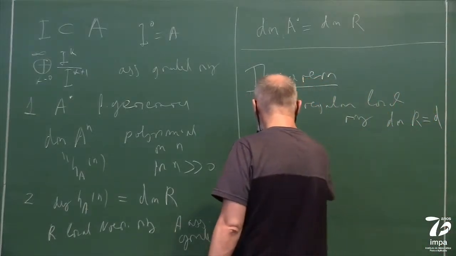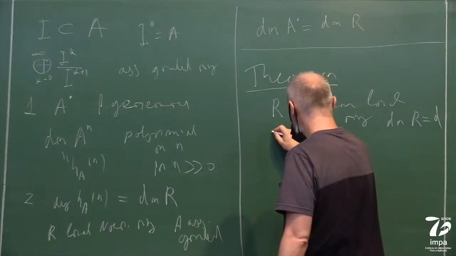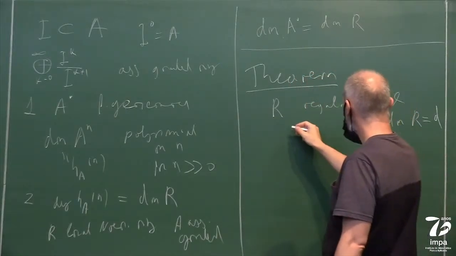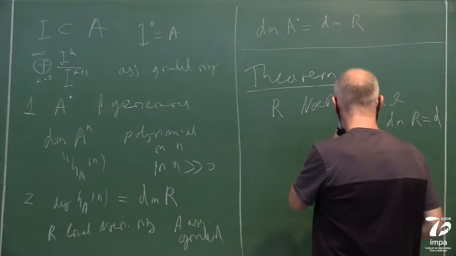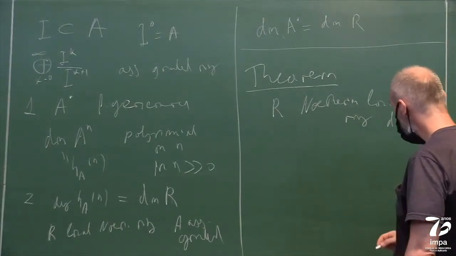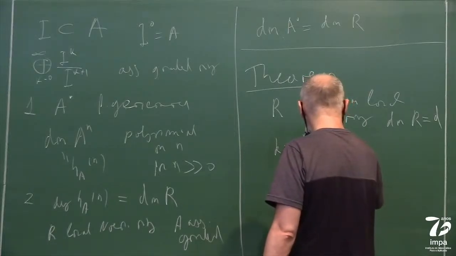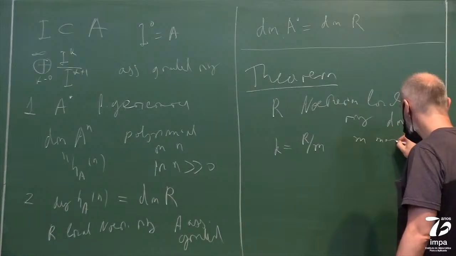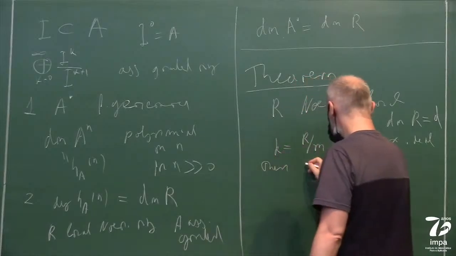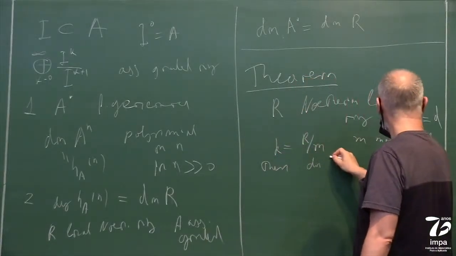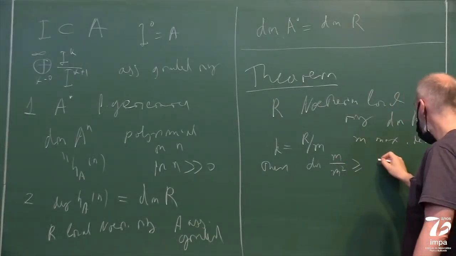Sorry, not regular, Noetherian, of course. It's a Noetherian local ring, the dimension of R is equal to d, and k is the field R quotient by the maximal ideal M. Then the dimension of the maximal ideal quotient by its square is bigger or equal than d.